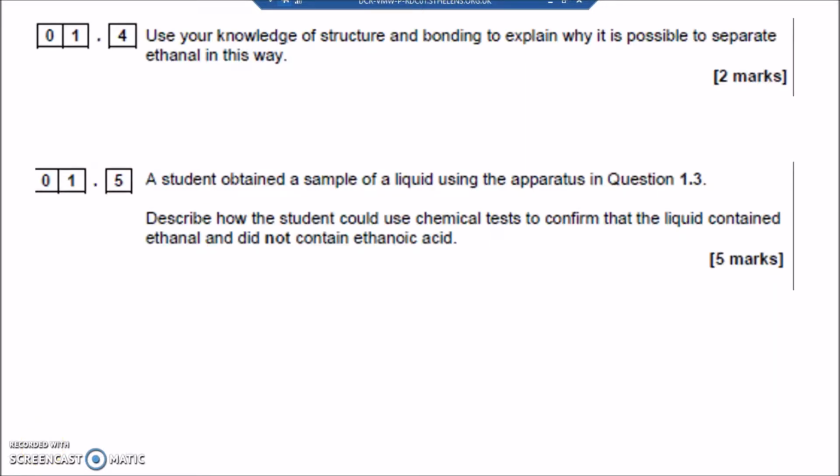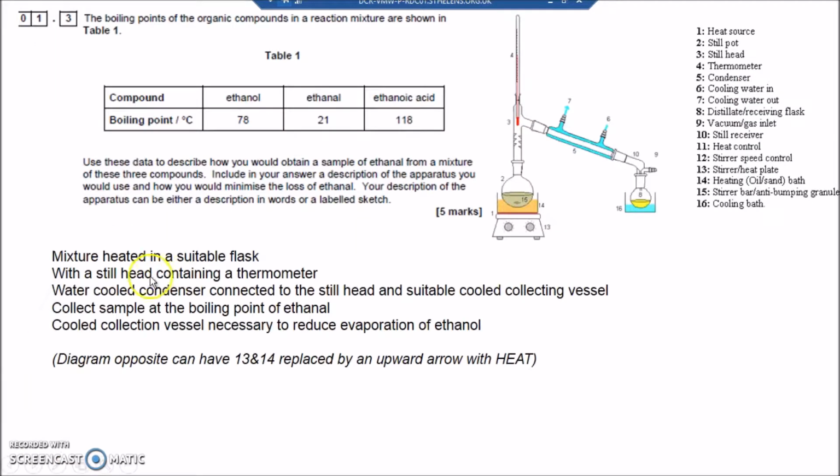Question 1.4. Use your knowledge of structure and bonding to explain why it's possible to separate ethanol in this way. Well, remember, you're separating ethanol from ethanol and ethanoic acid. Ethanol and ethanoic acid each have an O bonded to an H. If you have an O bonded to an H, or an F bonded to an H, or an N bonded to an H, then the difference in electronegativity between the O and the H is large, and therefore you get a large polar bond, a large delta plus and delta minus.